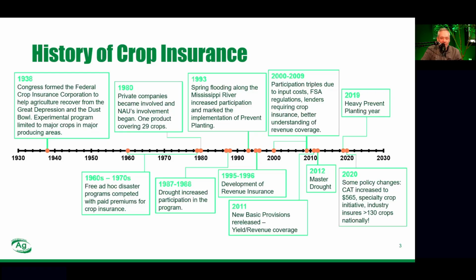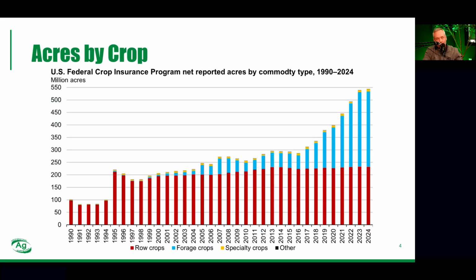Nowadays, crop insurance is widely used, especially on the major crops, but also growing in some of our fringe crops and specialty crops as well. We'll go through some of the acres by crop type here. You can see on the chart the red bars going across are the row crops. You can see in the late 90s, early 2000s, with the development of those revenue products, how our row crops really increased participation. And it's been pretty stagnant from then on.